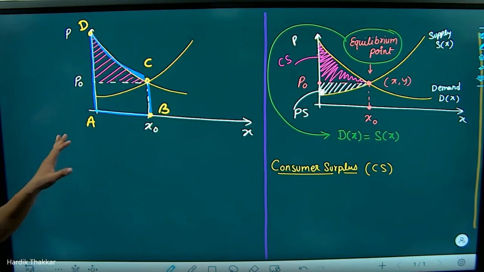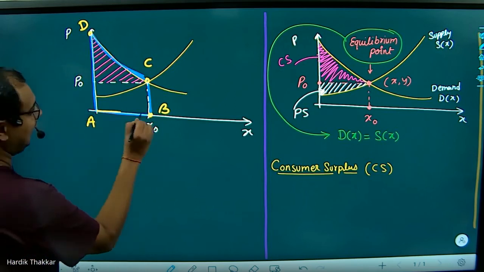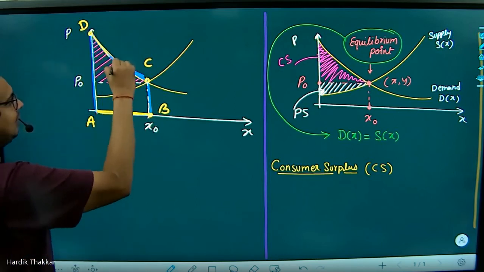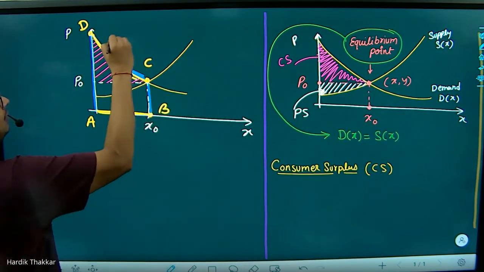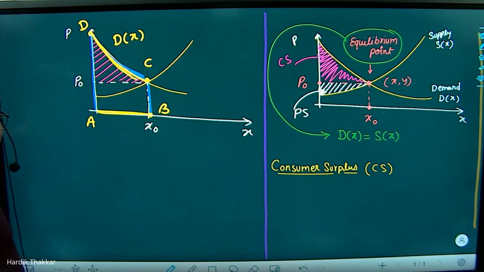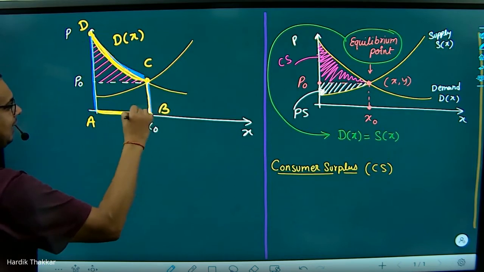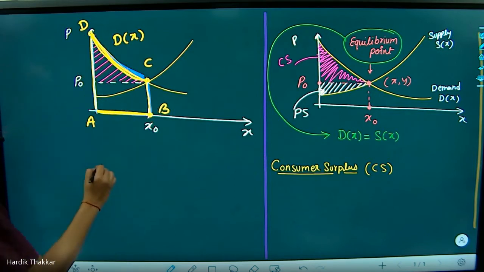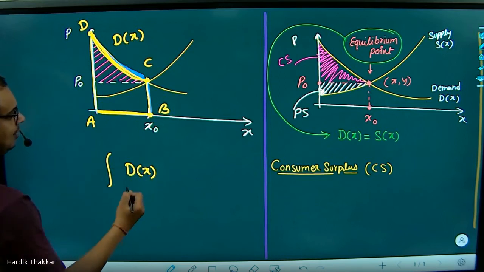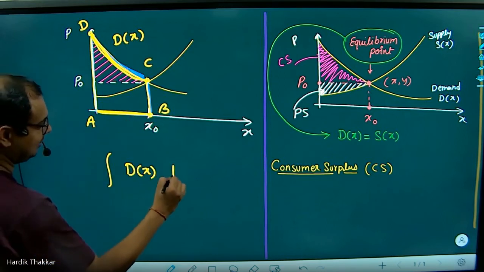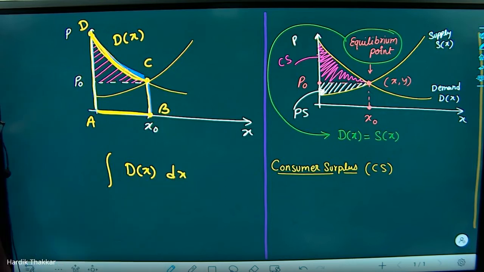Okay, so this area ABCD is bounded between the x-axis and this curve, which is actually the demand curve, represented by D of x. Correct? So if we want to calculate the area of this region ABCD, then we have to integrate the demand function, that is D of x, with respect to x. So D of x into dx, correct? So D of x is nothing but height.